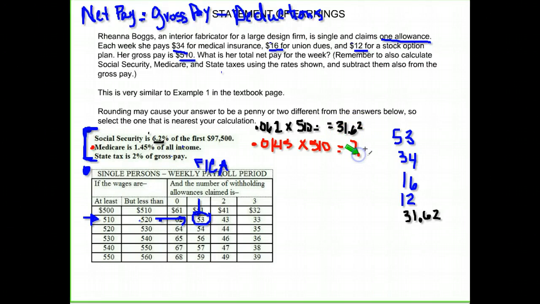That gives me $7 and 0.395 rounds to 40.